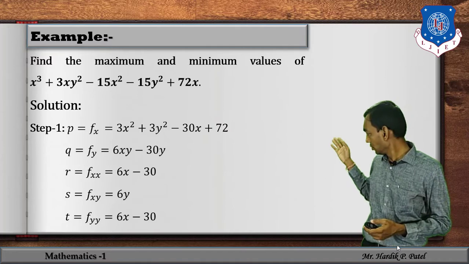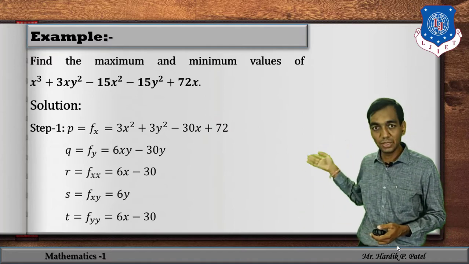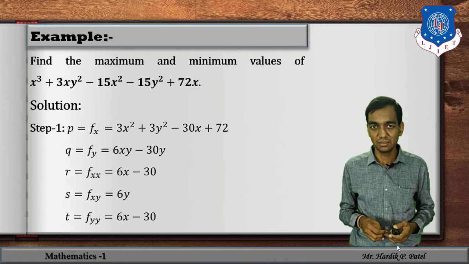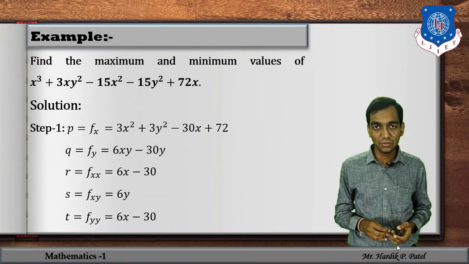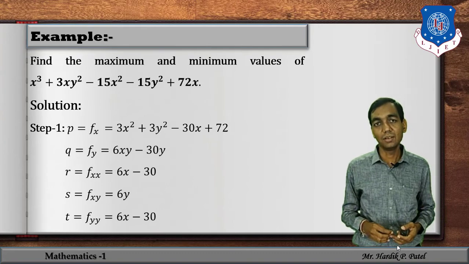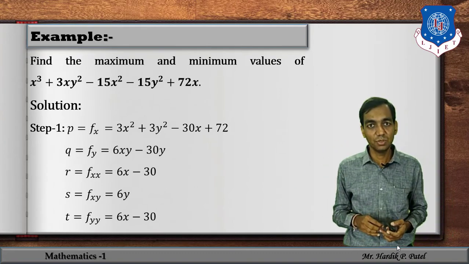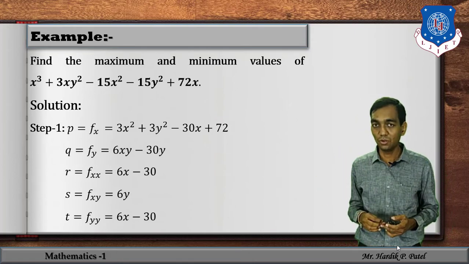Again, we are going to say that f is equal to x cube plus 3xy square minus 15x square minus 15y square plus 72x. So we are directly assuming that f is this and differentiating with respect to x, y, double derivative with respect to xx, xy and yy. That will give p is equal to 3x square plus 3y square minus 30x plus 72. That is your value of P.